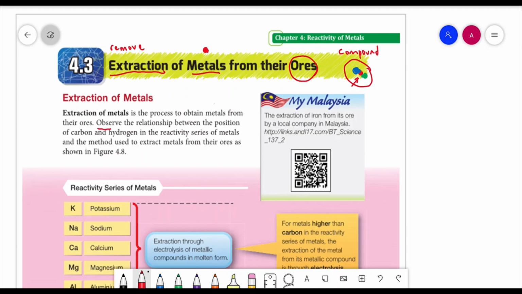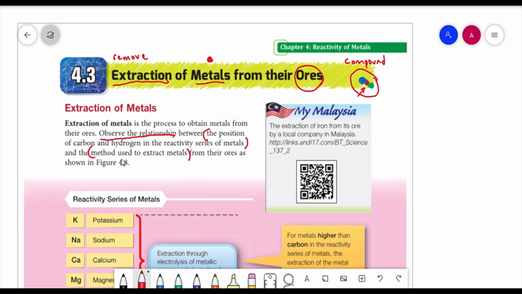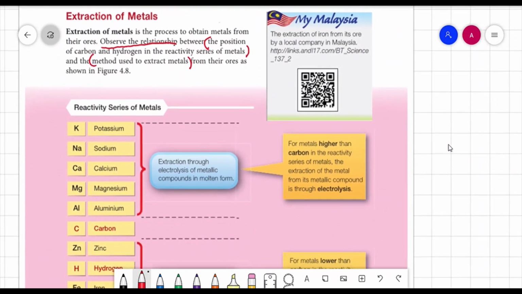Observe the relationship between the position of carbon and hydrogen in reactivity series of metals and method used to extract the metals. So, different metal to be extracted use different method, depending on the position of metal in the reactivity series of metal. Okay, let's see the reactivity series of metals.